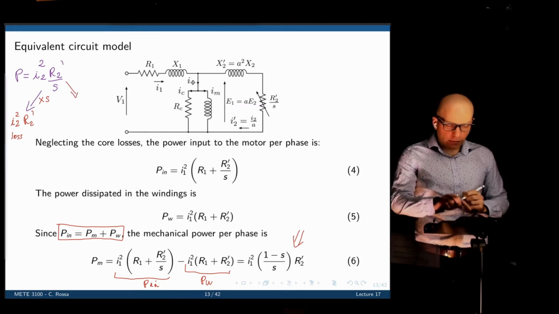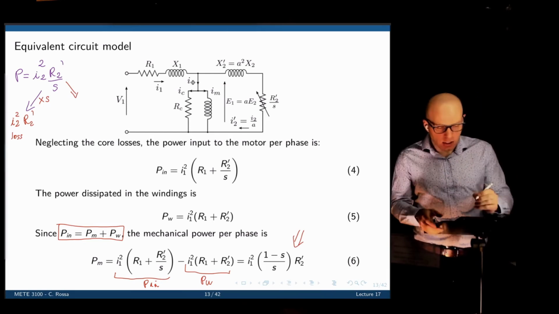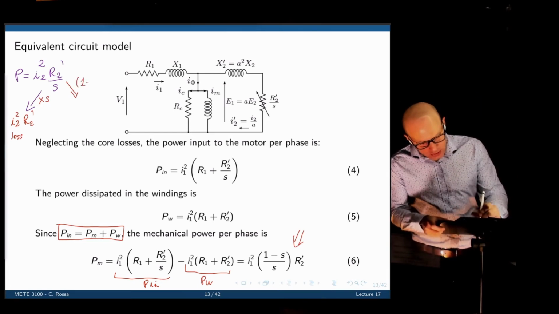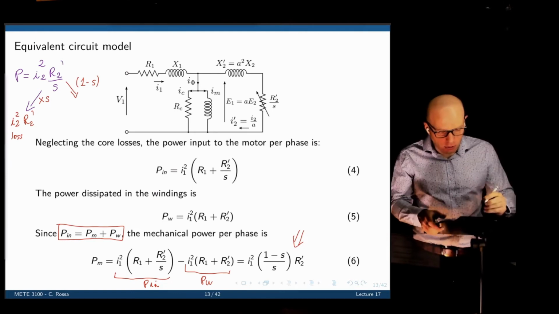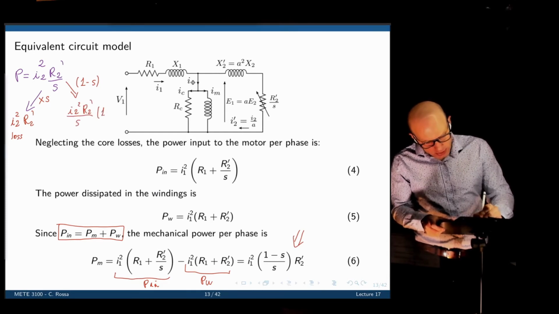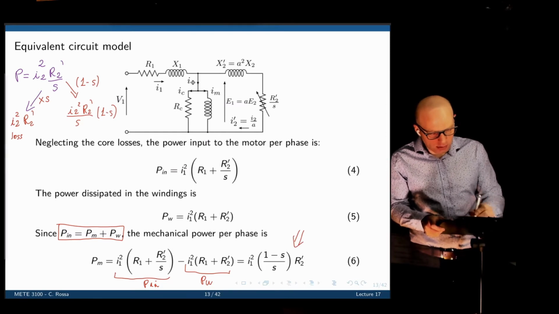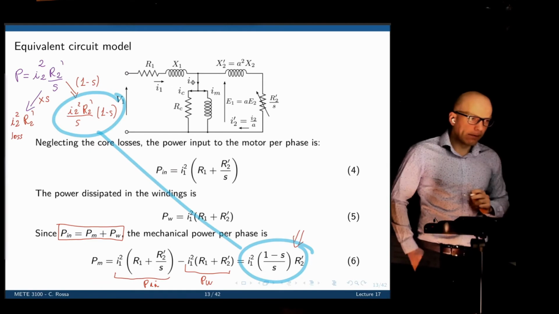What happens to the rest of that power? Well, if you multiply the input power to the air gap by S, we get the loss. If you now multiply this by 1 minus S, for the rest of that power, that needs to be converted into mechanical power. So this gives I2 squared R2 prime divided by S times 1 minus S. And this is exactly what we got there.